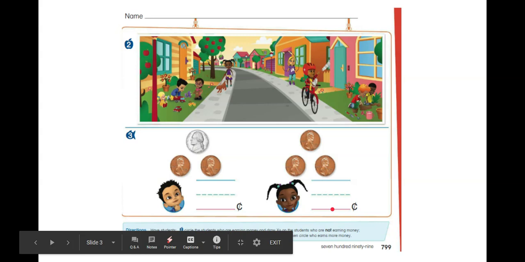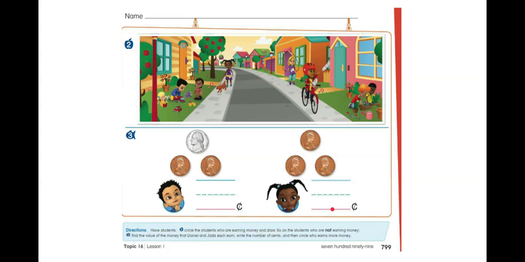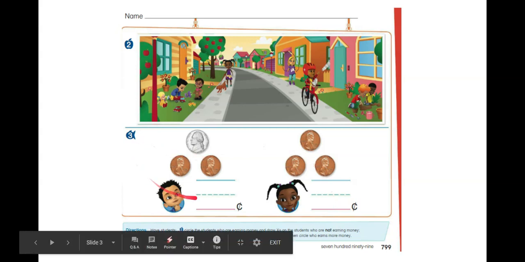So now that we know how much money each of them earned, then it says circle who earns more money. Is it Daniel or is it Jada? We know Daniel earned 7 cents, and that's more than 3 cents. So you're going to circle this picture of Daniel.